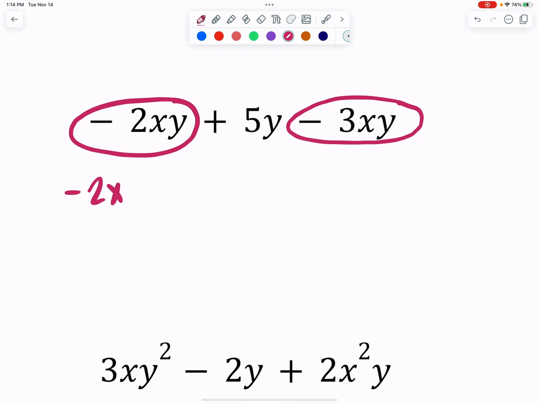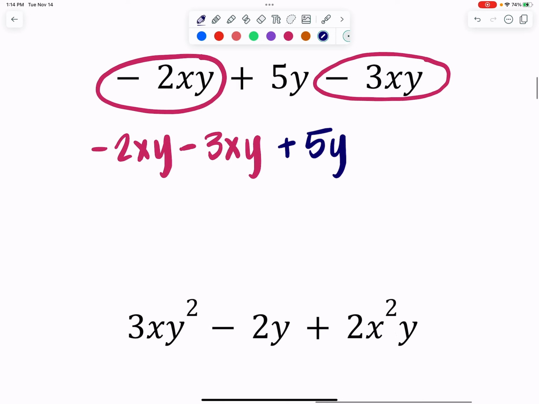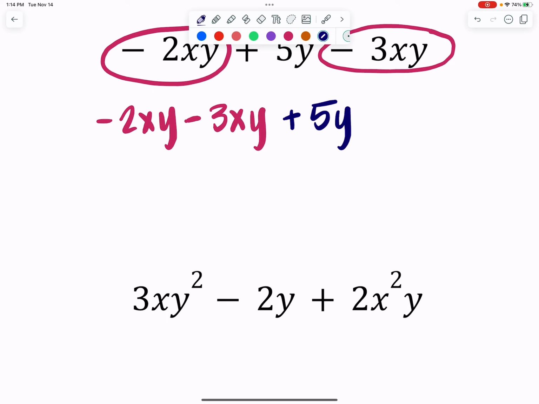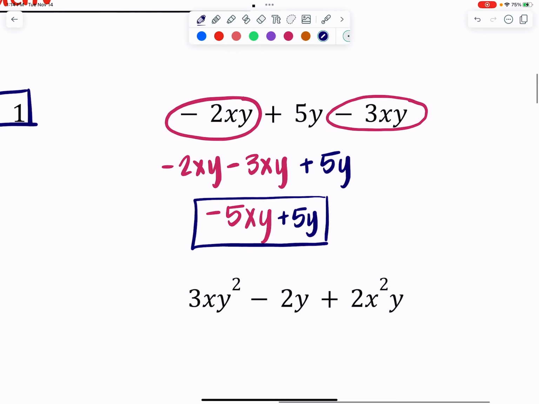My 5y doesn't have any friends. He's back there by himself, but that's okay. He's strong. He can do it. Well, if I have -2 of these, right here, -2 of those, and -3 of those, if I put those together, I end up with -5 of those. And I bring down my 5y because I don't have anybody to put him with. So this is the final version when I combine the like terms for that expression.